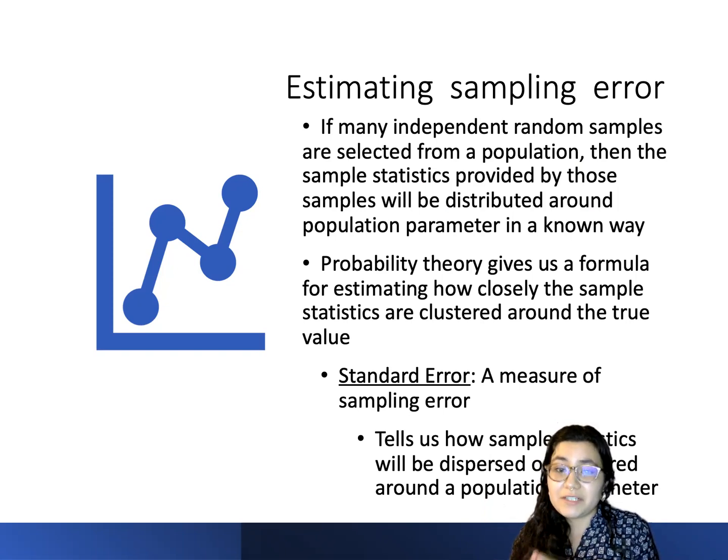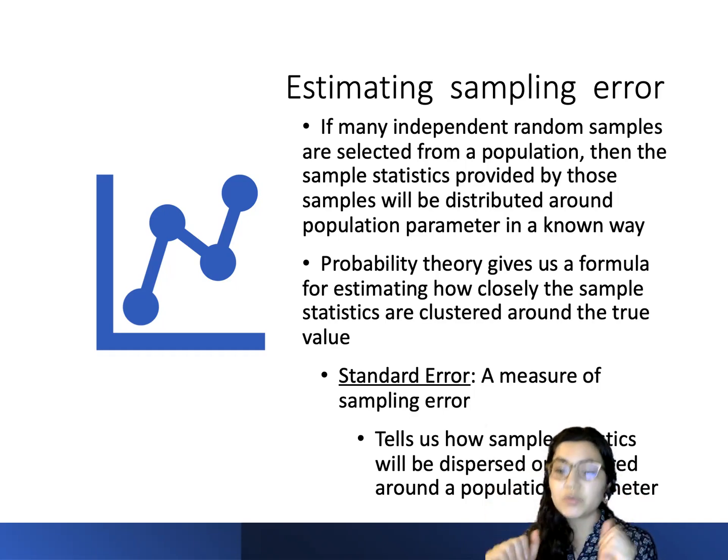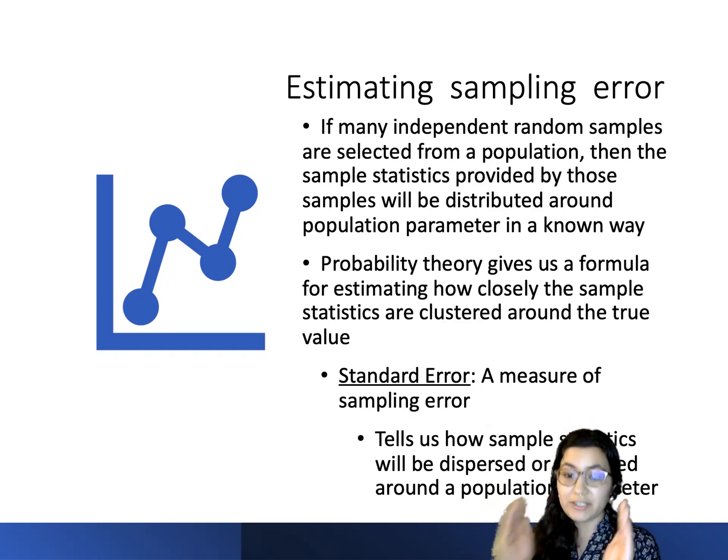So if many independent random samples are selected from a population, the sample statistic provided by those samples will be distributed around the population parameter in a known way. So this is what I was talking about earlier, and that we don't know what the population parameter is. It's like something we're trying to locate with echolocation, but we don't know exactly where it is. So we know a range of space in which it is, and we know the likelihood that it's in that range of space. And so probability theory, as I said before, gives us a formula to estimate that.